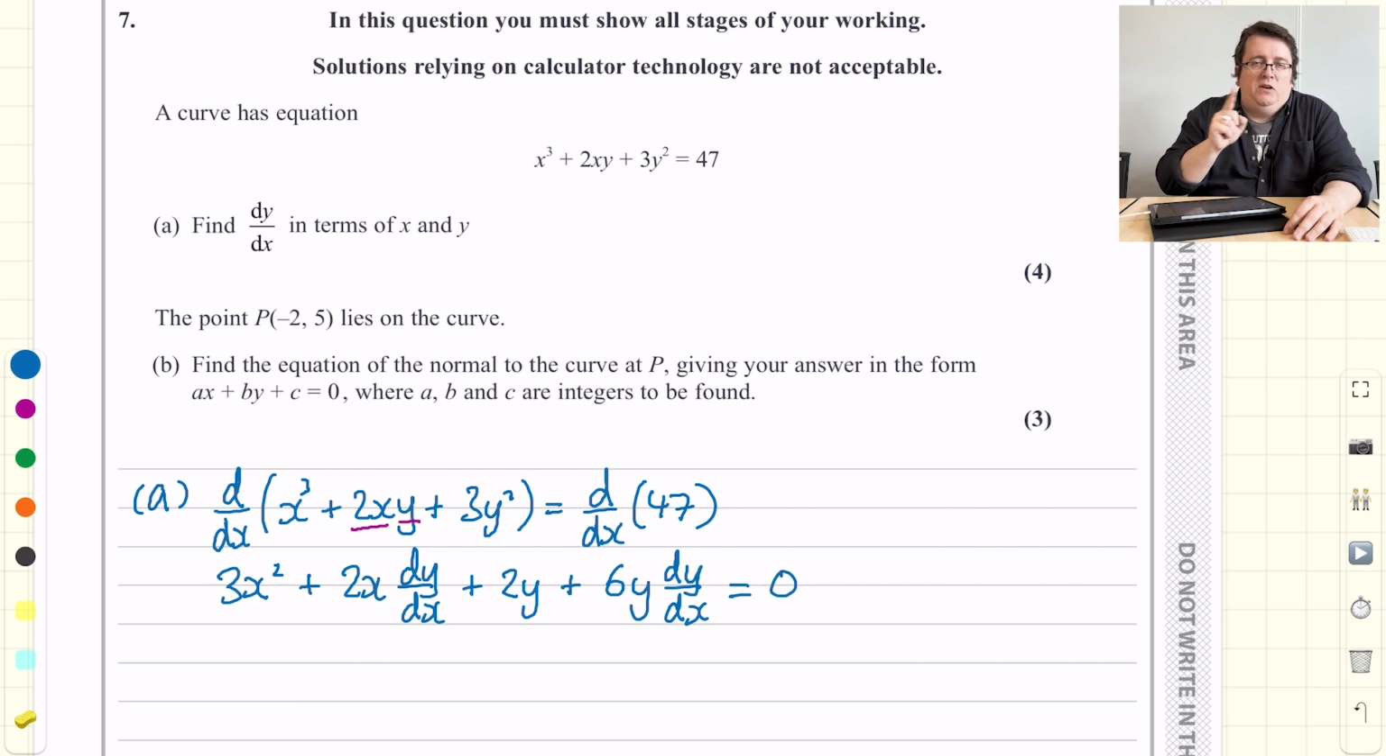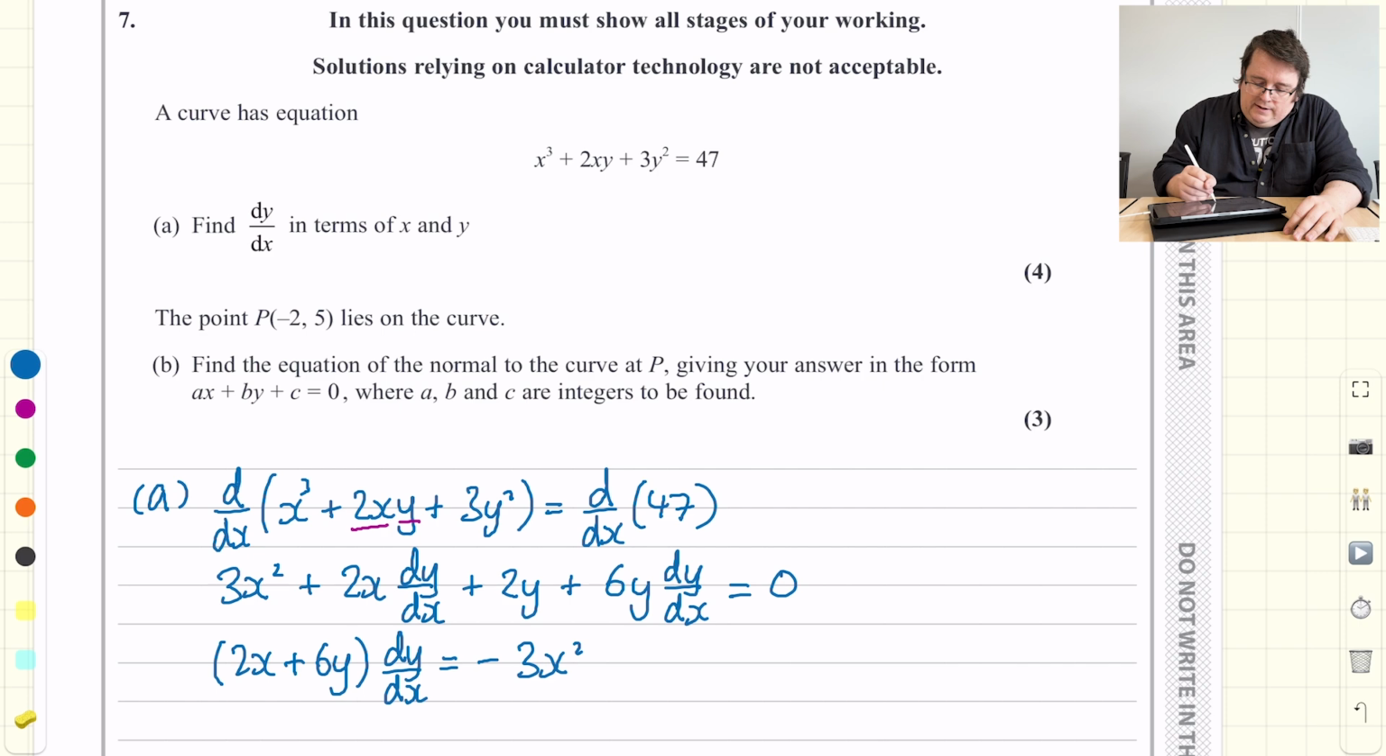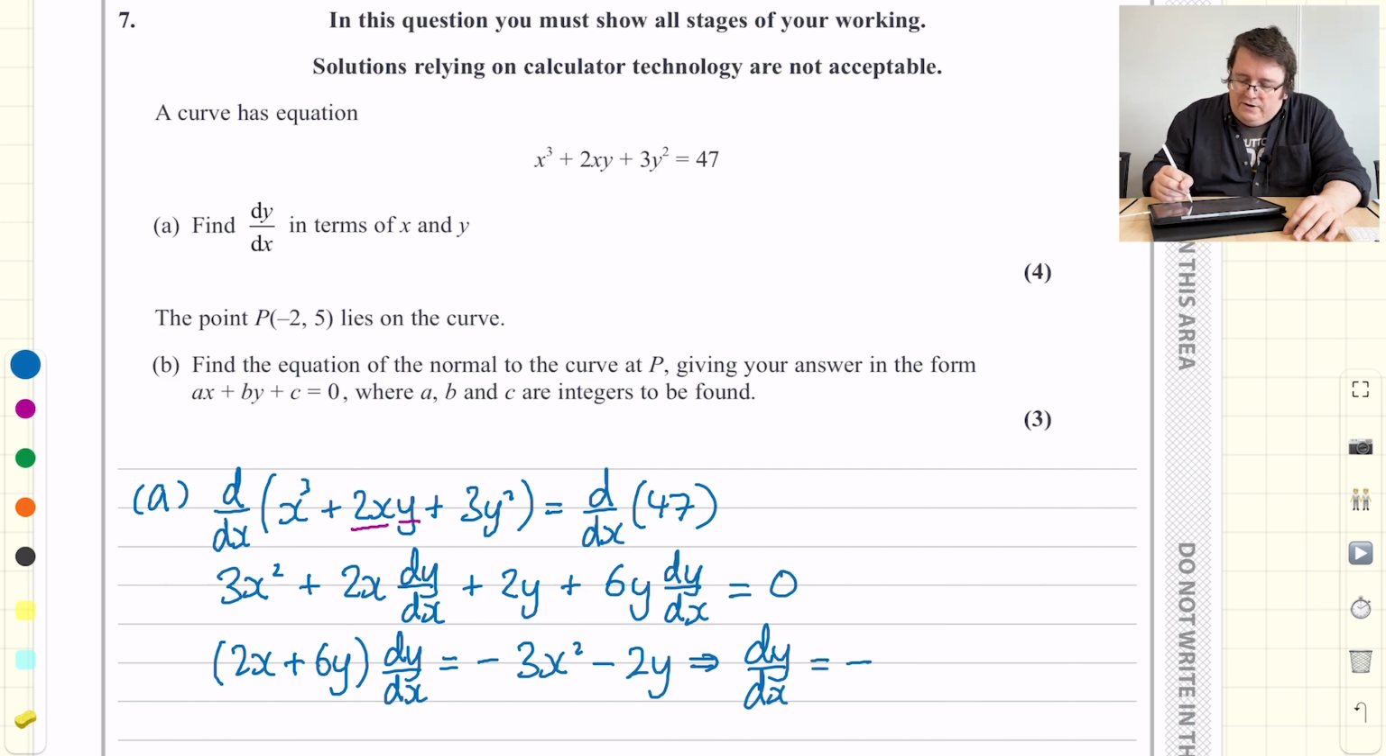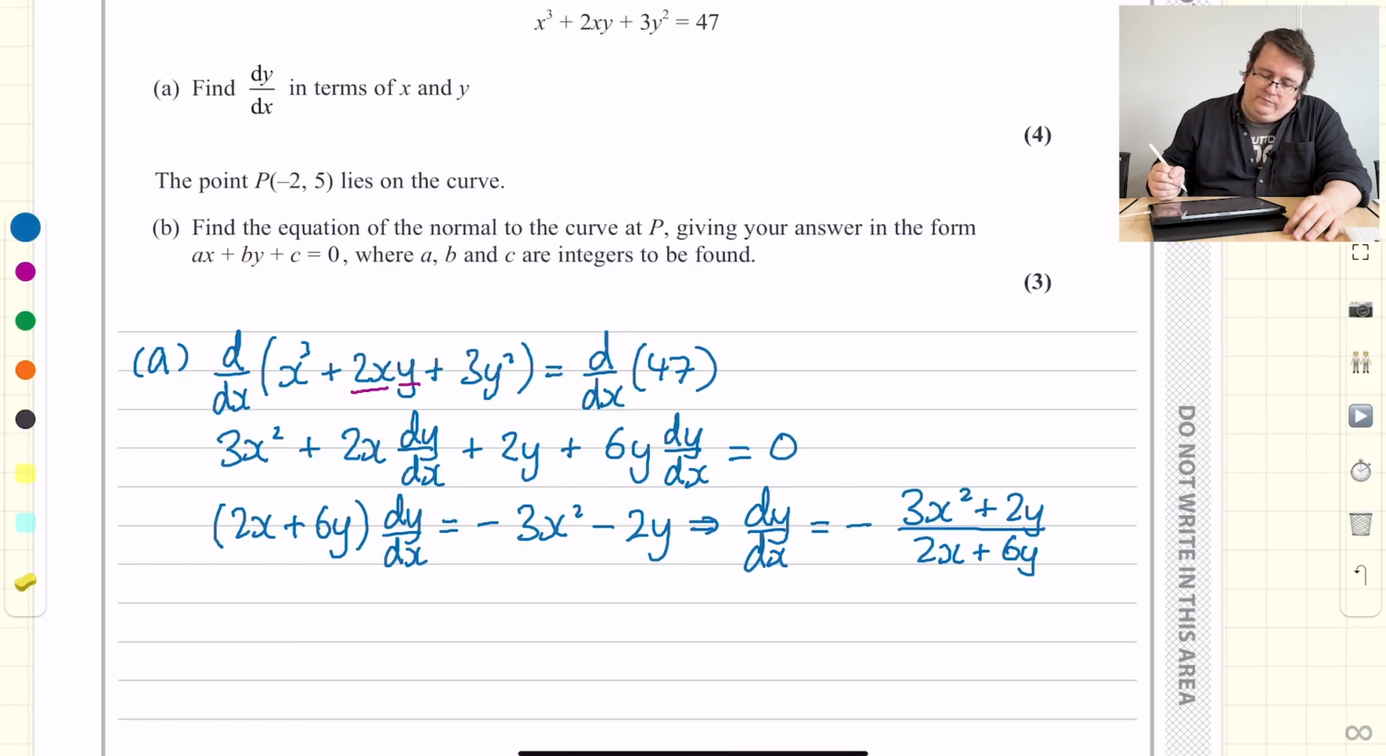So we've got 2 terms with dy by dx on the left-hand side. Let's factorise that. So 2x plus 6y, dy by dx. And move the other terms, minus 3x squared and minus 2y, onto the right-hand side. If we divide both sides by the bracket, I can also bring the minus sign outside of the fraction and have minus 3x squared plus 2y over 2x plus 6y. Okay, so that's what we needed for part A.